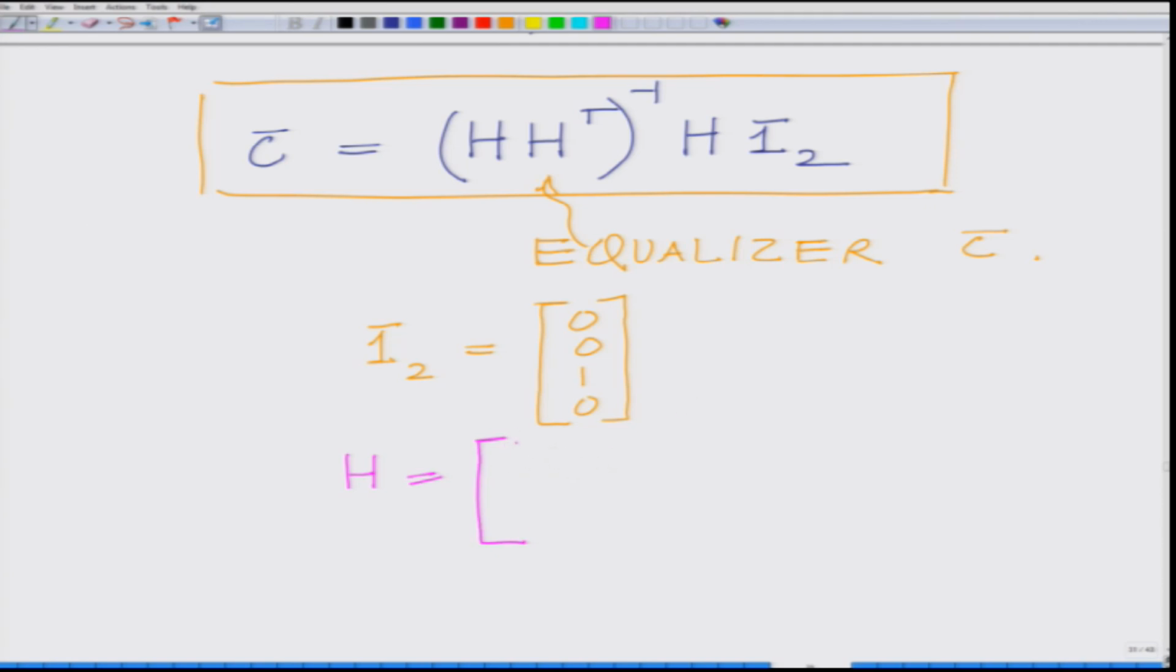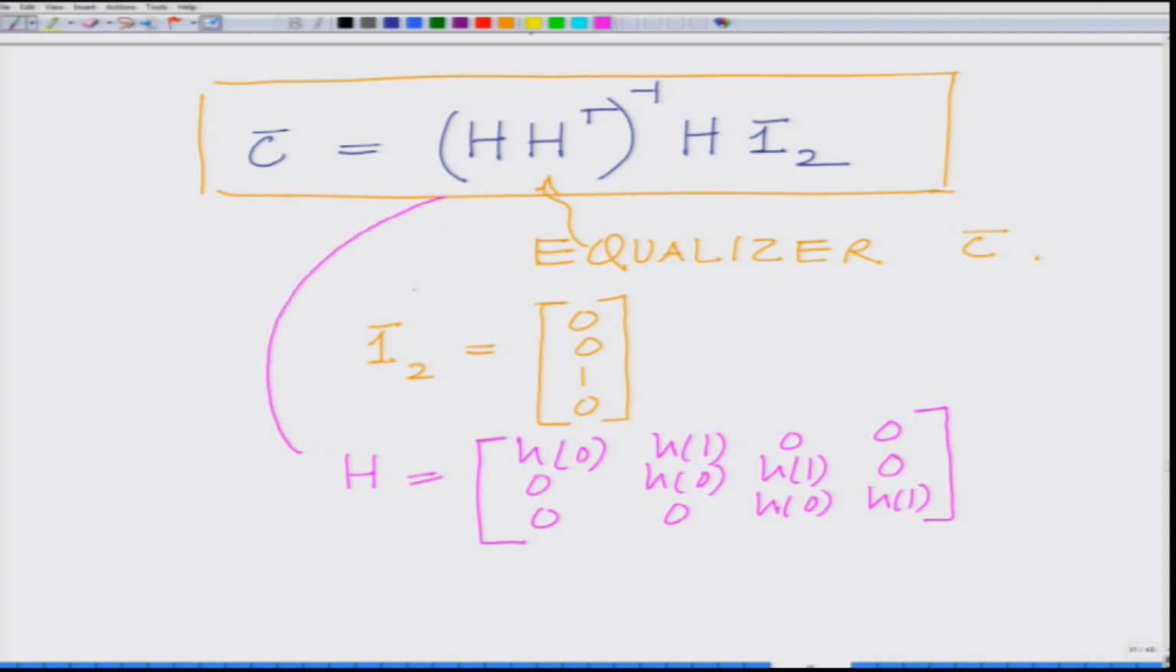If you remember, H is this matrix which is formed from the channel coefficients H0, H1, 0 0, 0 H0 H1 0 0 0, and substituting this, we get the equalizer, which is C bar.